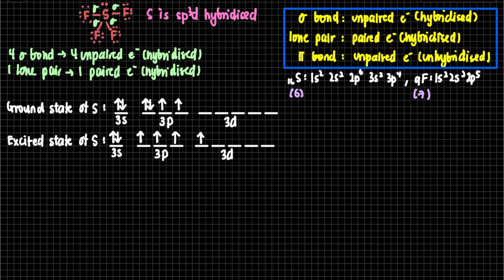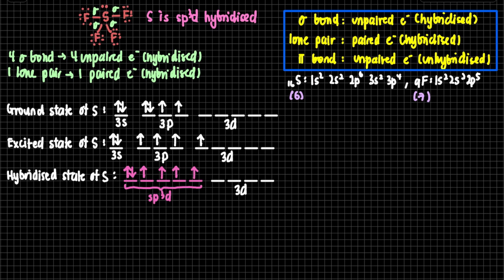Last but not least must be the hybridized state of sulfur. Again, for the hybridized state, we have sp3d, which means that we have 5 platform here, 1, 2, 3, 4, 5. For the sp3d, we need 4 unpaired, 1, 2, 3, 4. And then we need 1 paired electron, the first one. So that is for the hybridized state of S. This 3d orbital is not being used, so we're just going to leave it there and label it as 3d. So that is for the central atom.